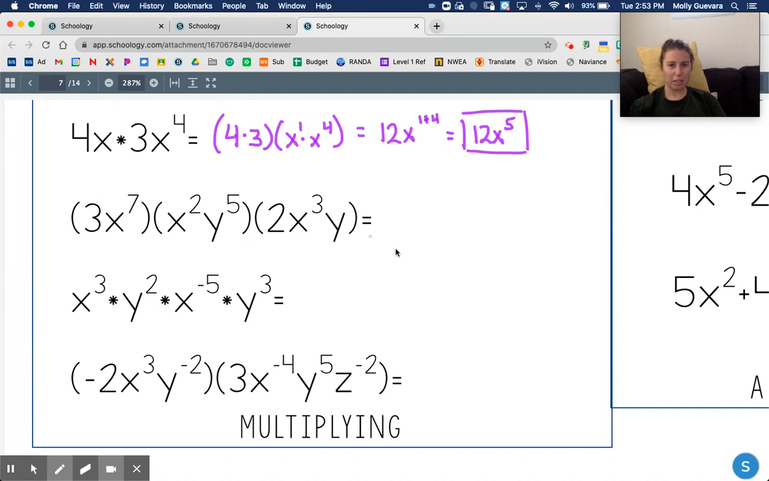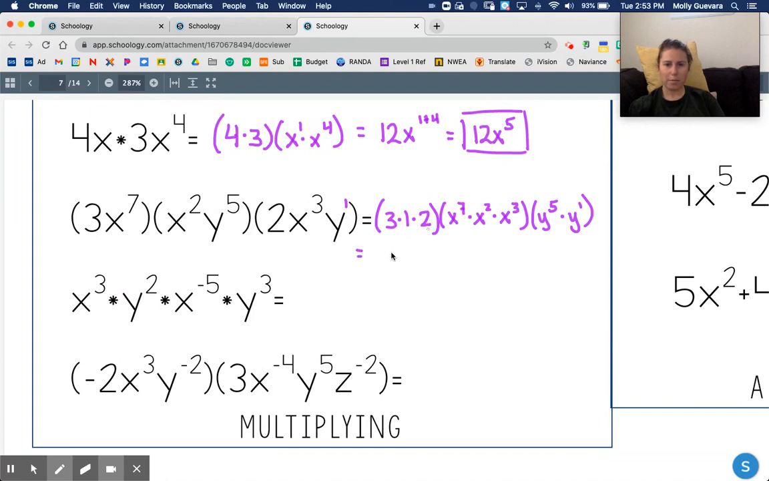Let's look at the second one. I can do the same thing. I have 3 times, the number here is 1. I don't really need it, but if it helps you, we can do it. 3 times 1 times 2. Then I'm going to multiply my x's, x to the seventh times x squared times x to the third. And then I have y to the fifth times y to the 1. Again, if there's no exponent, it's a 1, right?